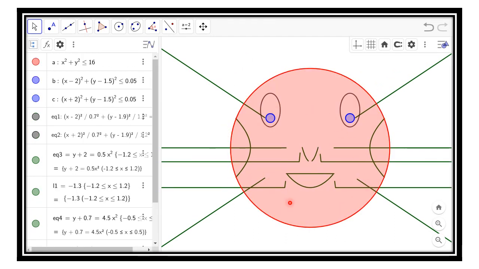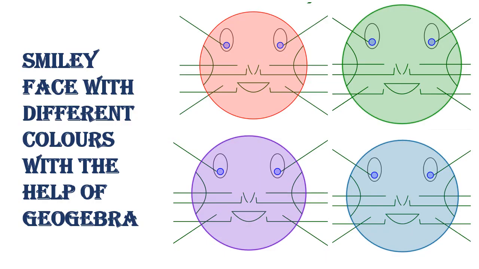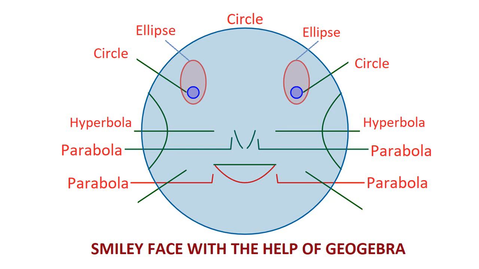In order to make the smiley face more attractive, we can change its color and give different color to this smiley face. In order to change the color of the smiley face, we click on the graph area and then right click there and then select the color from the option given there, and we can provide different color to the smiley face, and different smiley faces make this activity more attractive and interesting for the students.